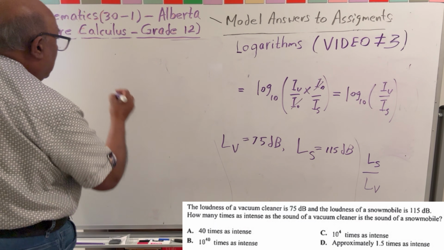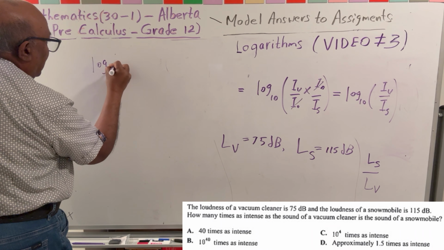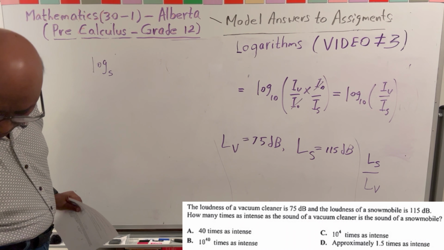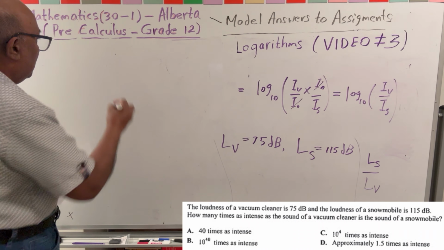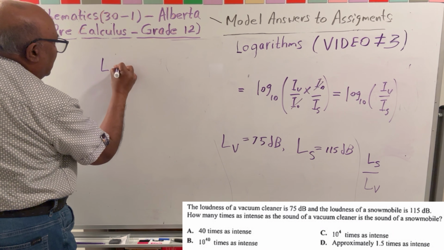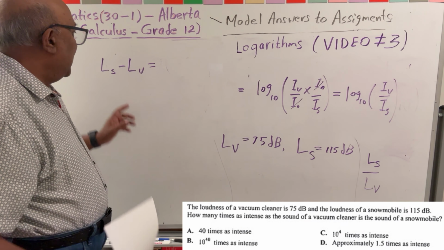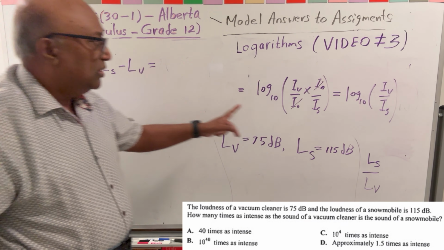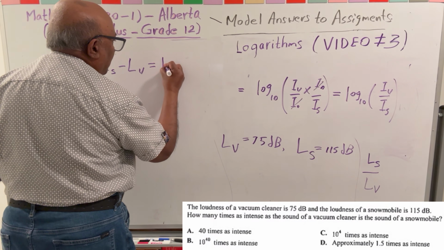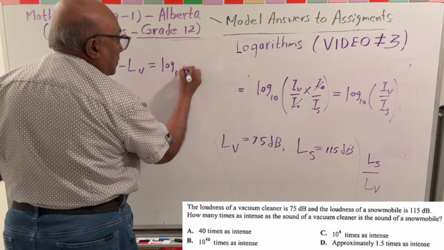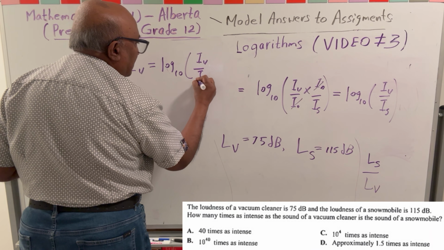LS minus LV is equal to, once you simplify LS minus LV, finally we got this value. Log 10 IV upon IS.